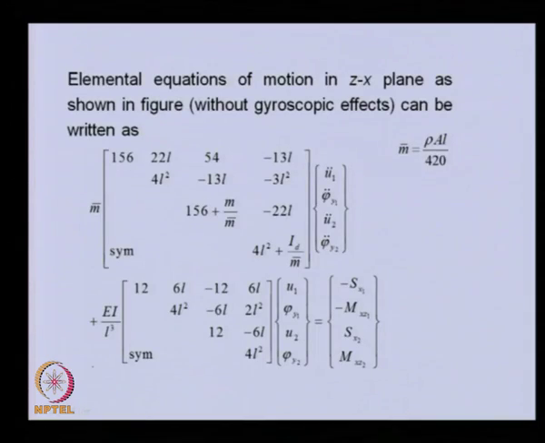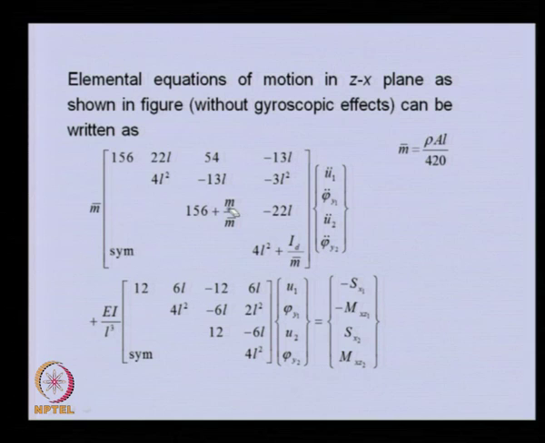Now we are able to write the elemental equation. First we are considering one of the plane motions, and we are not considering the gyroscopic couple of the disk. Later on we will add this particular gyroscopic couple effect. So let us write the elemental equation in the zx plane, which is the horizontal plane, and this is the mass matrix.